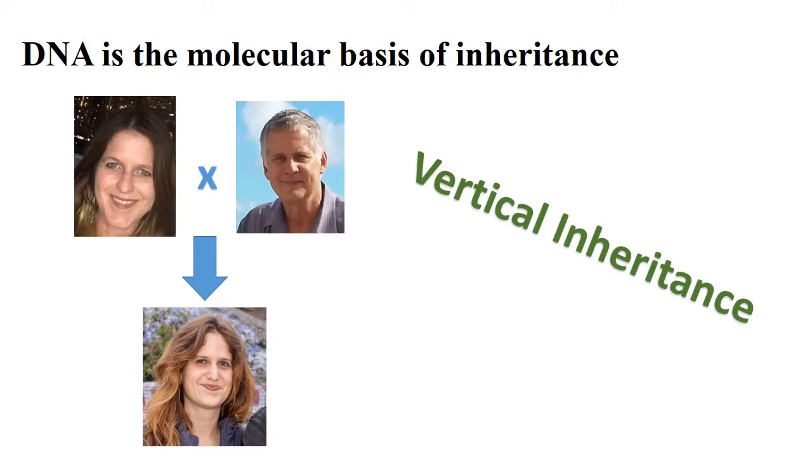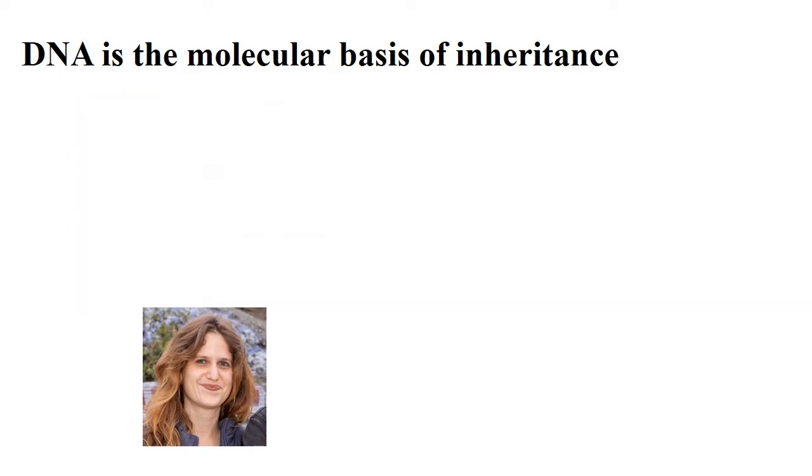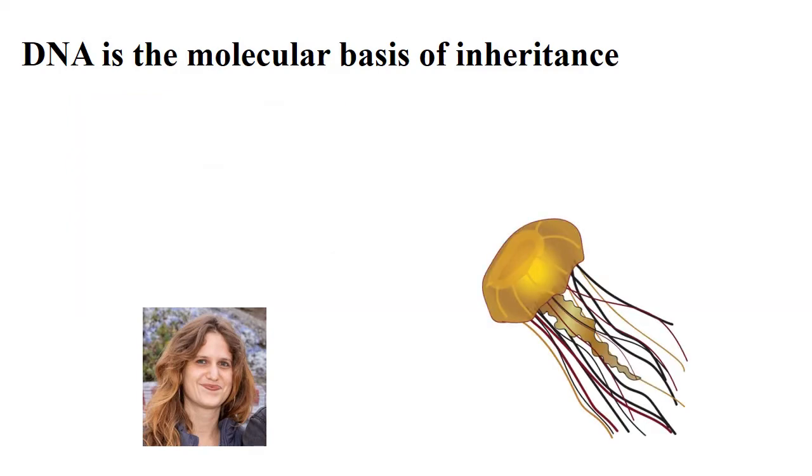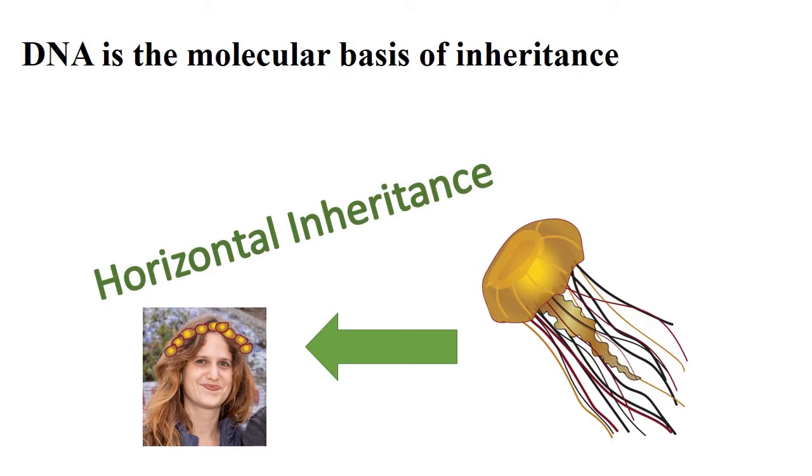parent to offspring. One thing you don't often hear, though, is, "you look just like a jellyfish." But what if jellyfish could actually exchange genes with humans? For example, if they transferred some glow-in-the-dark genes to me, and then I developed that ability. This would be called horizontal inheritance, and it's the topic of my dissertation. Another word for it is horizontal gene transfer, or HGT.